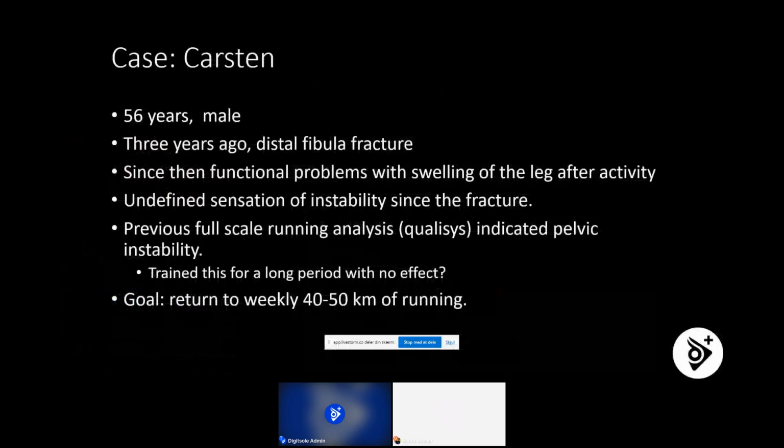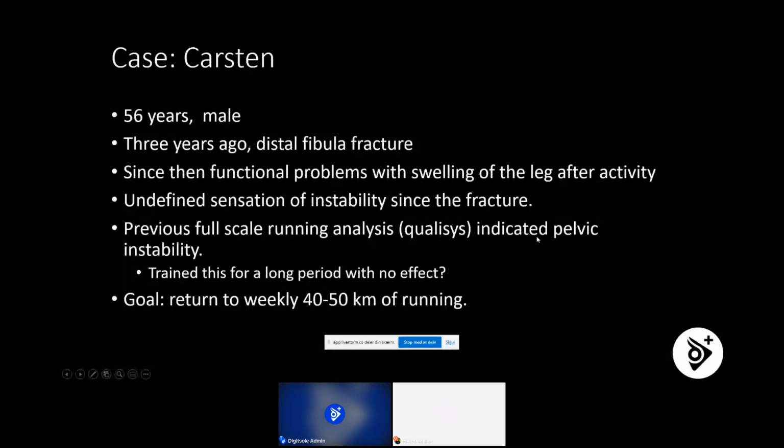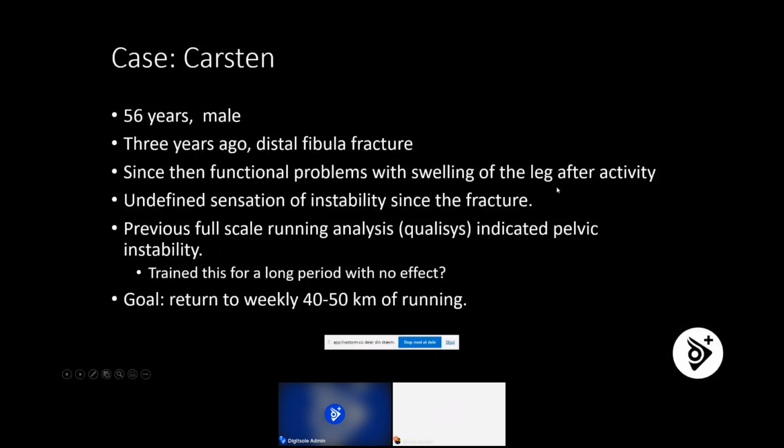This is the last case, Carsten. He is 56 years, male. 3 years ago, he had this distal fibular fracture, which is the small leg bone. And since then, he had these functional problems with swelling after activity. I saw him in the clinic, and we could see that there were some matters that were a bit odd.